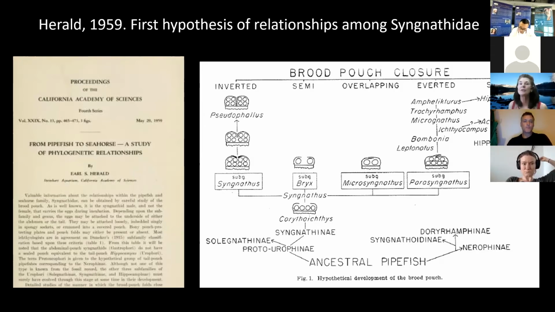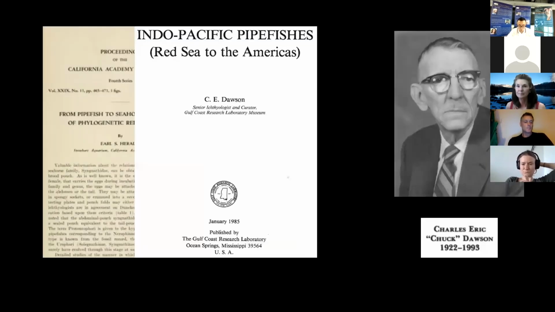And this was the earliest study of its kind, also showing brood pouch evolution and emphasizing the importance of brood pouch evolution as a character to allow us to understand the trajectory from a pipefish to a seahorse, which he saw through pygmy pipe horses as the intermediate morphology between a pipefish and a seahorse. But it does emphasize brood pouch evolution.